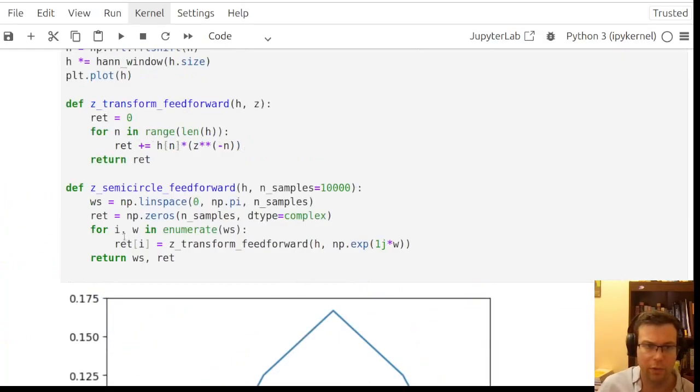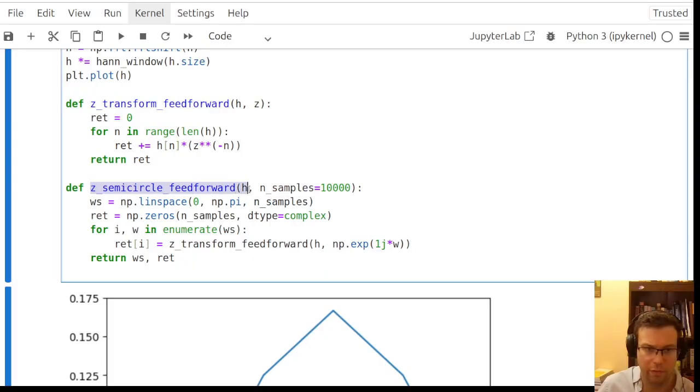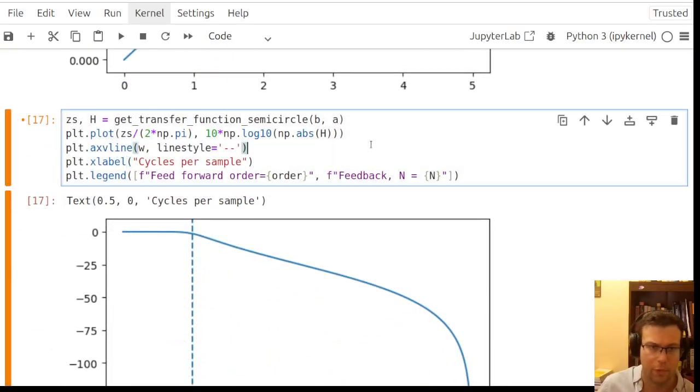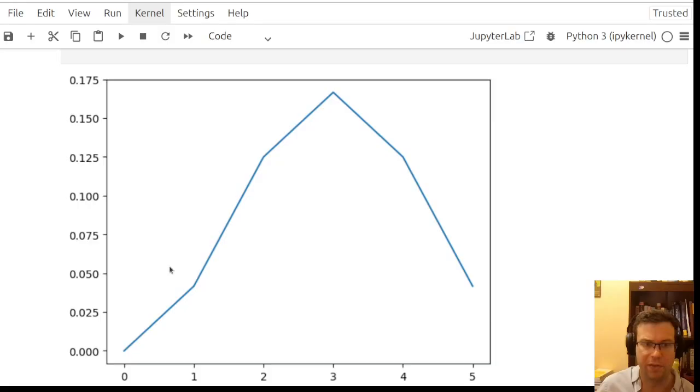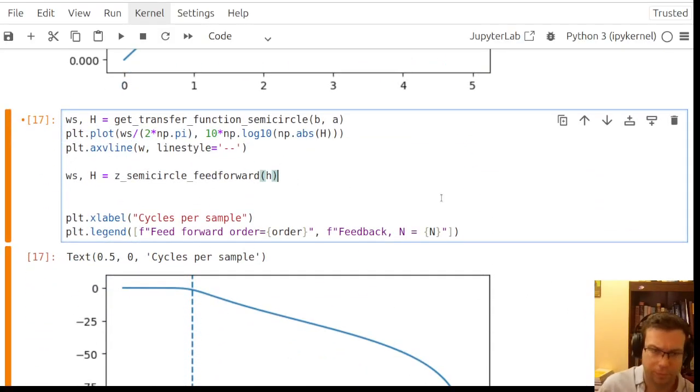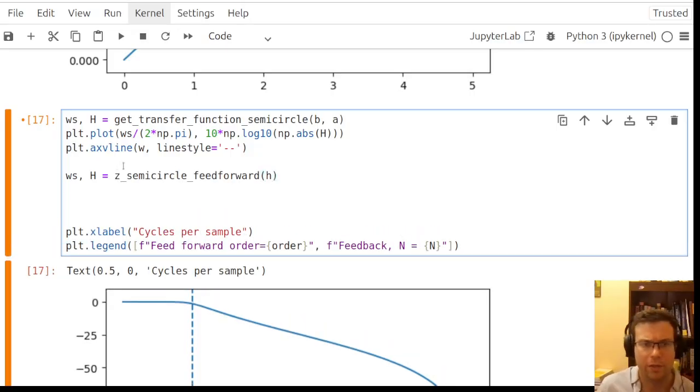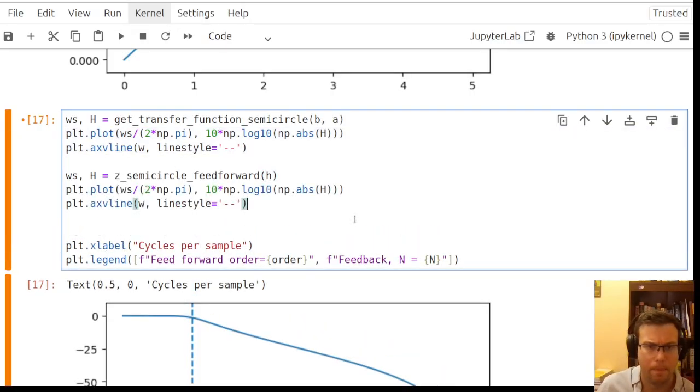Okay, so let me go ahead and compute that. z semicircle feed forward. So I will plot that. All right, so I should have called these omegas, my bad. These are the radian frequencies at which I'm evaluating this. So omegas, h is equal to z semicircle feed forward of this impulse response that I came up with here. What would the transfer function be if I just convolve with that impulse response? And so I can plot that, and let's see what I get.